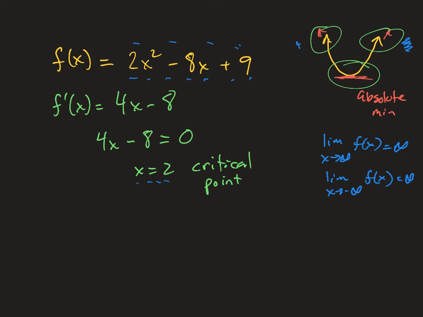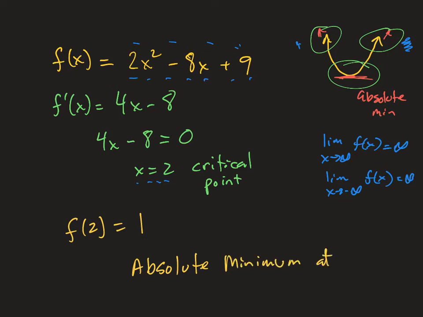So in terms of extreme values, if you want to locate the absolute minimum, you simply plug 2 into the function. So f of 2, which is the y value, is going to be 8 minus 16, which is negative 8, plus 9, which is 1. So what we've discovered is we have an absolute min at the x value is 2 and the y value is 1. So the absolute minimum is 1, and it occurs at x equals 2.